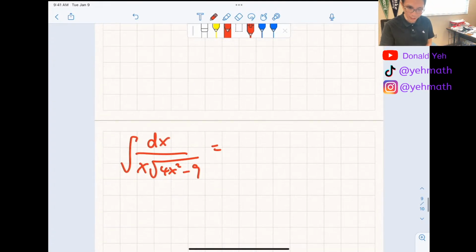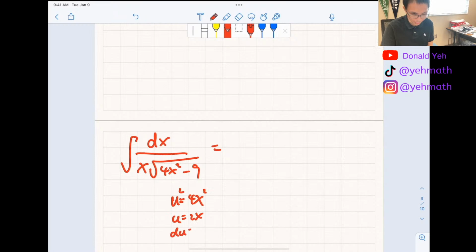First of all, I will say u is equal to 2x, so u squared is equal to 4x squared, and there's a du equal to 2 dx. Hopefully you see that. a squared is equal to 9, and a is equal to 3 here. So I'm going to change everything in terms of u, so it'll be du here, but du over 2. Does that make sense?